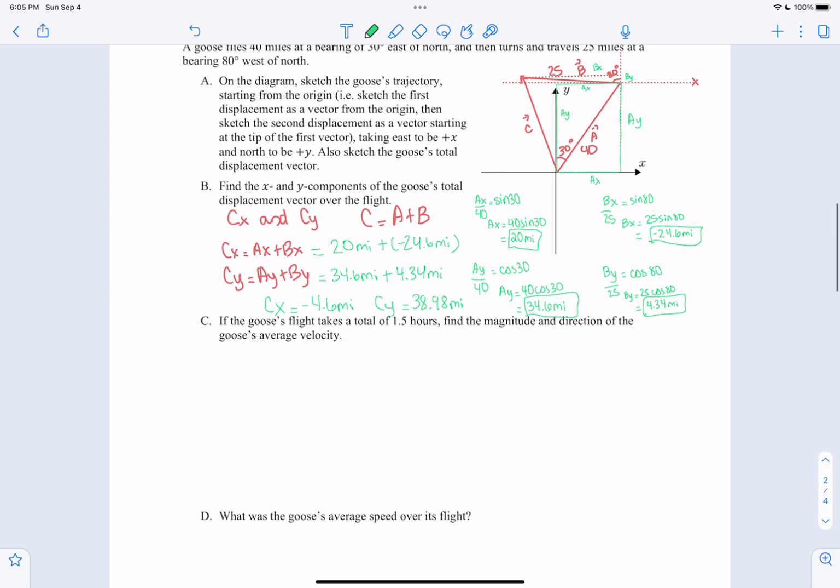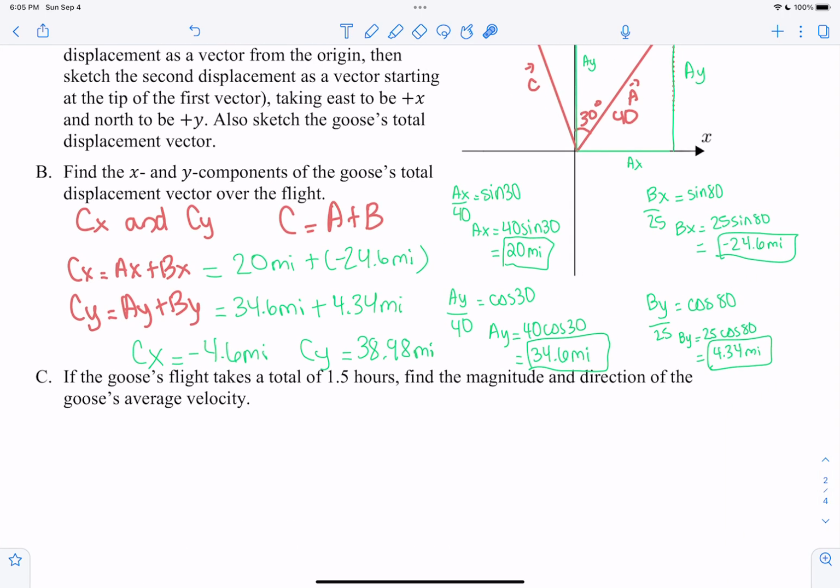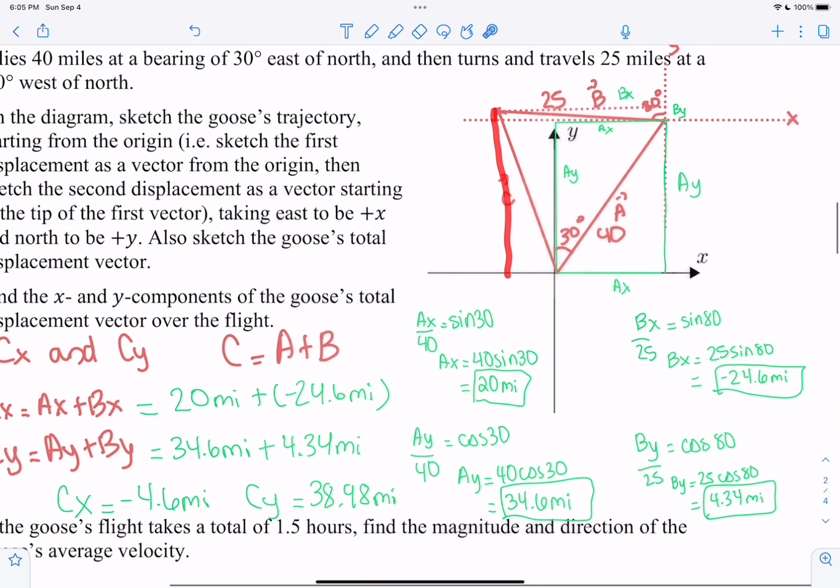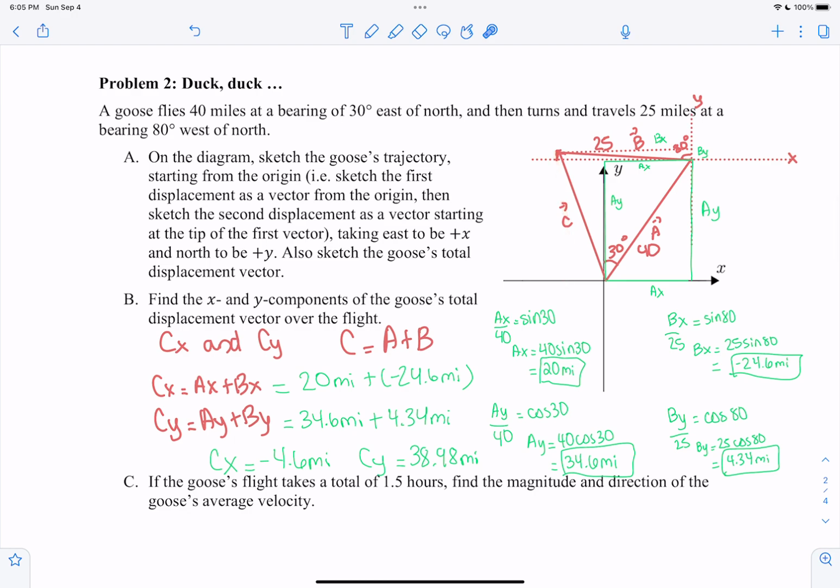But yeah, that should give you Cx and Cy, and that's your x and y components of that total displacement vector. And you can do a sanity check to see if your answers make sense. You should have your Cx be negative 4.6 miles and your Cy be 38.98 miles, right? So you can see that it's definitely in the negative x direction for that C vector, and it's way up high here, almost 40 miles. And it's roughly the same length as that A vector. So everything from our drawing and our calculations makes sense.